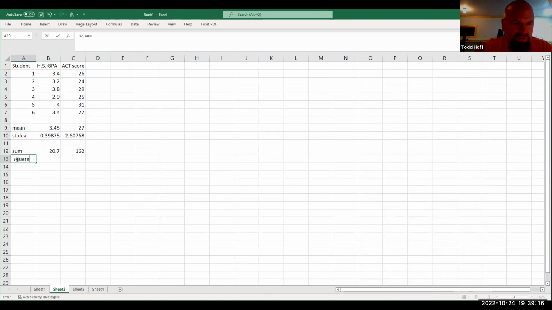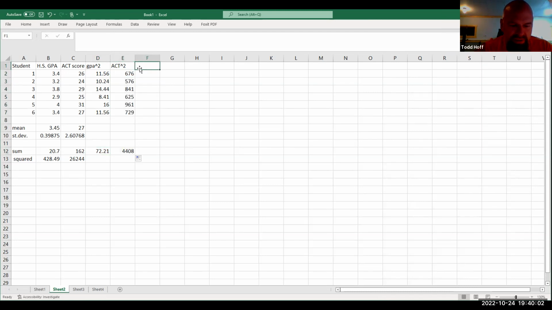Now I'm going to put the value squared in here. So that's just going to be this value squared. 20.7 squared is 428. And do the same over here. That's going to be a pretty large number. Next, I want to square each. So GPA squared is going to be just this value squared. And I want to find the sum of those. And then I want to do the ACT squared. So I square each of those and find the sum of those.